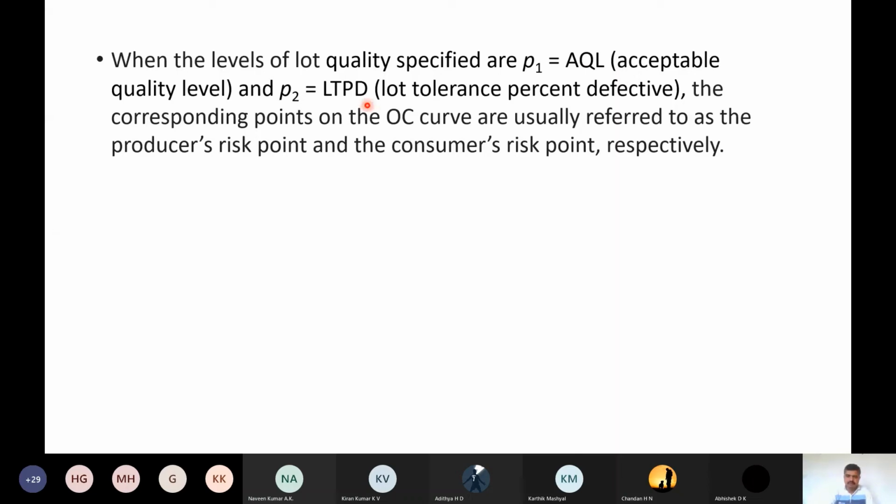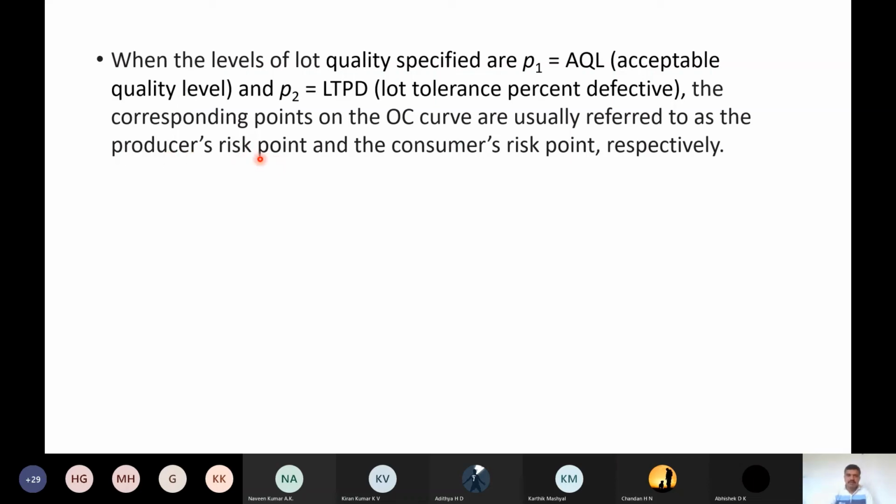Producers are making decisions based on this acceptable quality level. That means they are deciding to produce all components at an acceptable quality level. So that is the producer risk point. Suppose if they produce something below that, the lots are rejected. So that is the producer risk point.